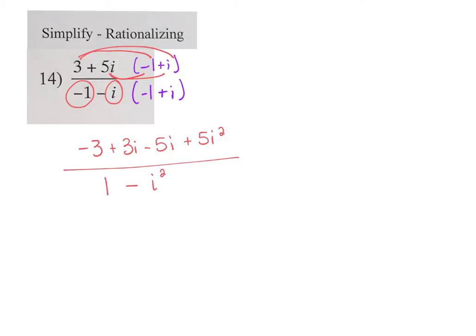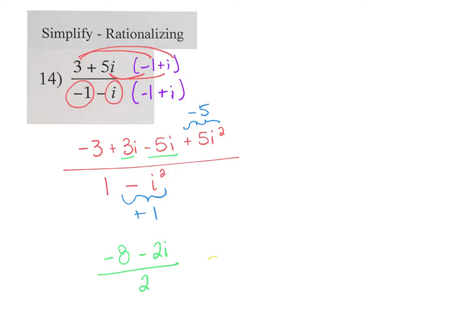All right, so we're going to change our i squareds to -1, right? So plus 5i squared is -5. Negative i squared here is +1. Okay? And now we can combine our like terms here. -3 minus 5 is -8. 3i minus 5i is -2i. And that is all over 1 plus 1, which is 2.